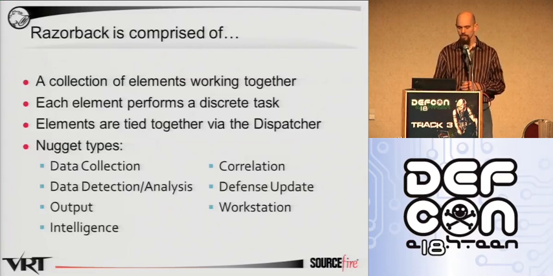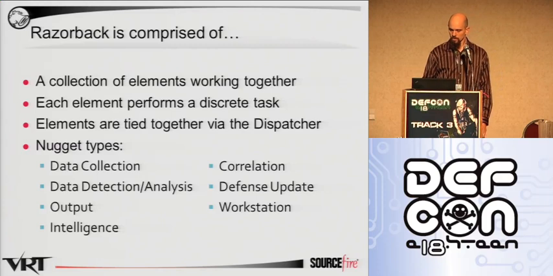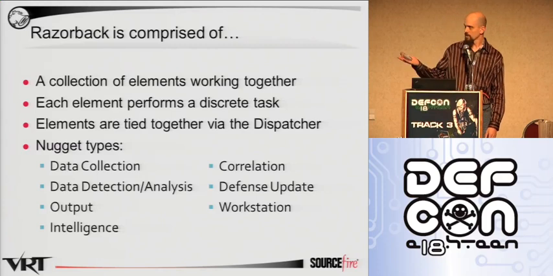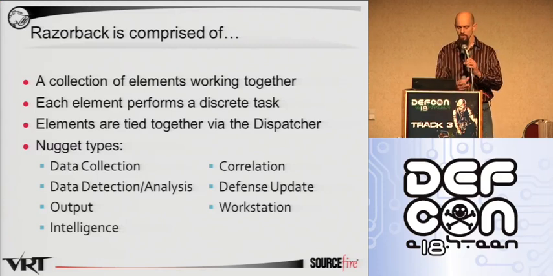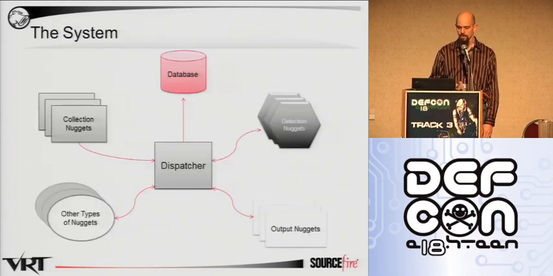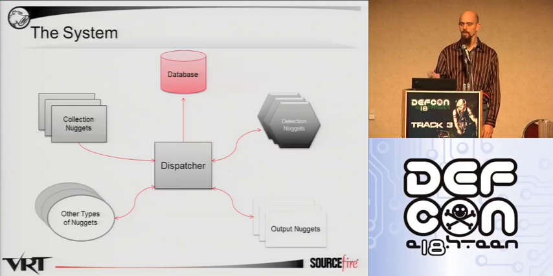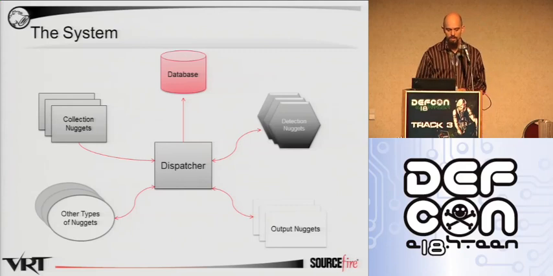Okay, as I said, everything in the system is a nugget. The nuggets have a single task that they do, and they feed their information to and from the dispatcher to achieve the goals of the greater task. So as we said, there are a bunch of different nugget types, and we'll talk about each one in a moment. And in the overall view, as you can see, the dispatcher is what ties everything together.